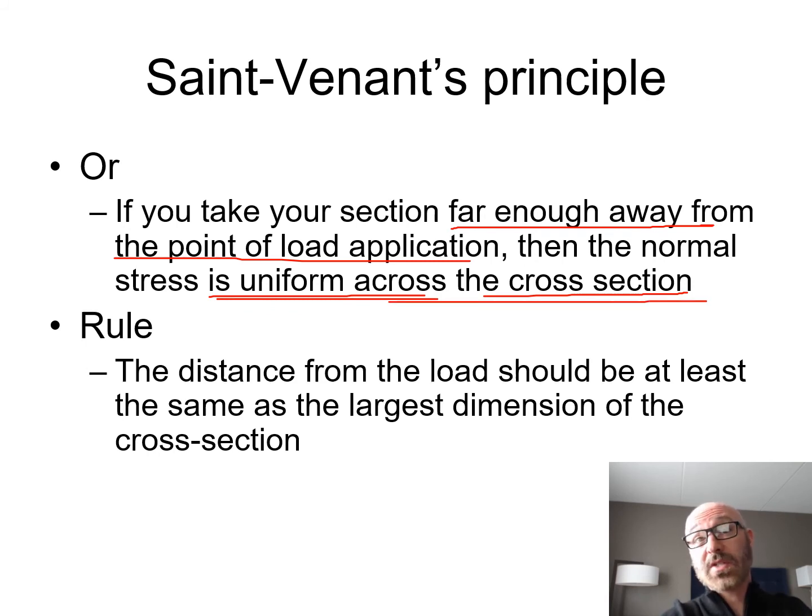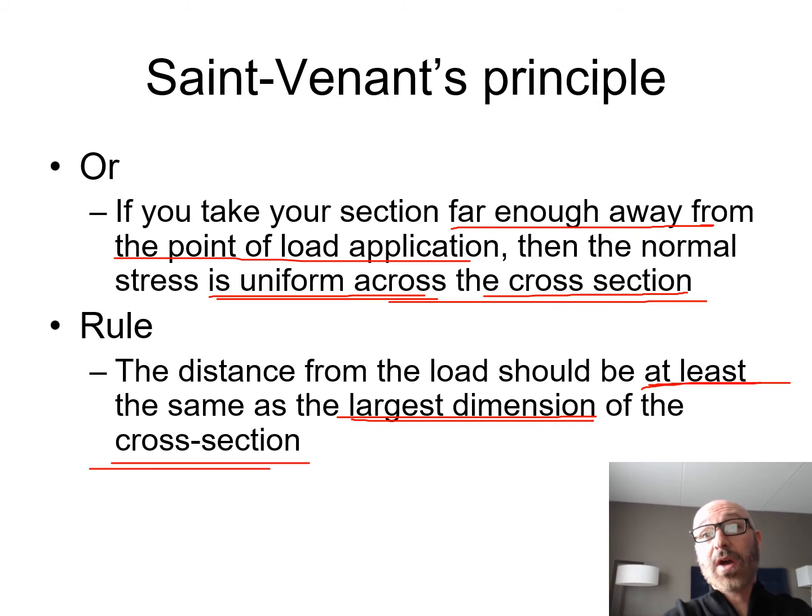So the general rule of thumb for this is as the distance from the load should be at least the same as the largest dimension of the cross section. Again, this is just a general rule of thumb. And notice this isn't exact, this is at least. So you might want to be on the safe side and go a little bit more than that. But again, at least the same as the largest dimension of that cross section for the distance away from the load.